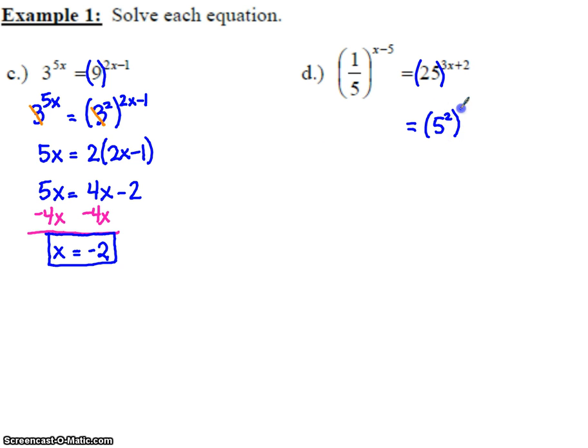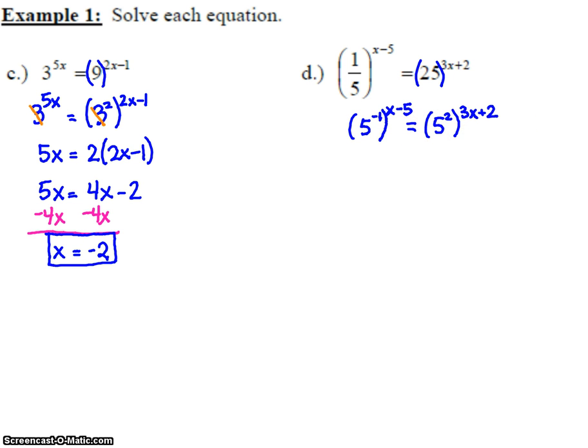And then on the outside, you still have this 3x plus 2. So your goal on the left is to make that a 5 also. We can do that. You can rewrite this 1/5 as a 5. Now remember, if you take something from the bottom to the top, or from the top to the bottom, you just make that a negative 1 exponent on the inside. And on the outside, you still have this x minus 5.